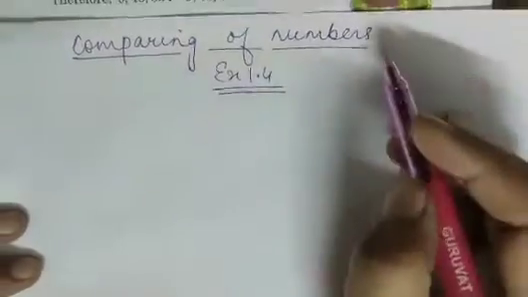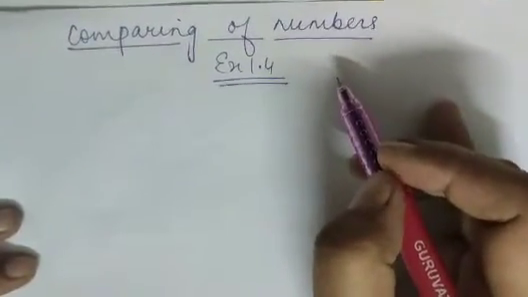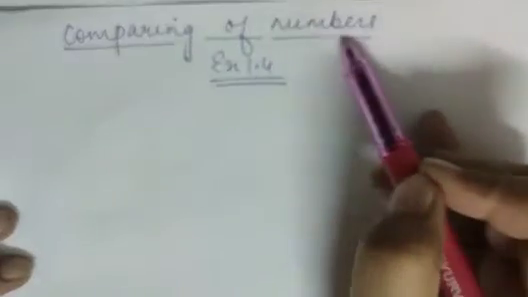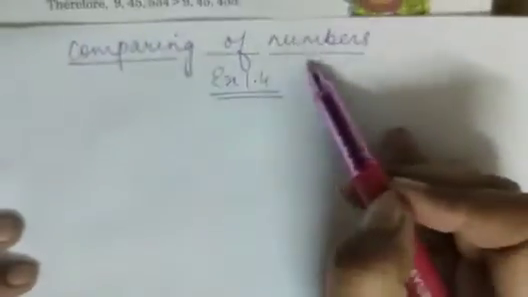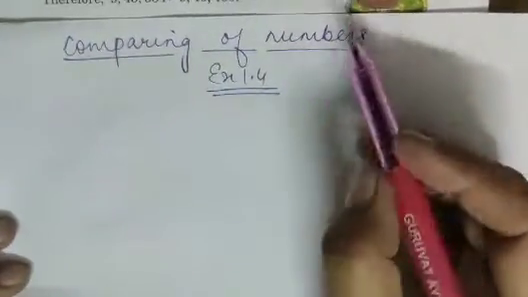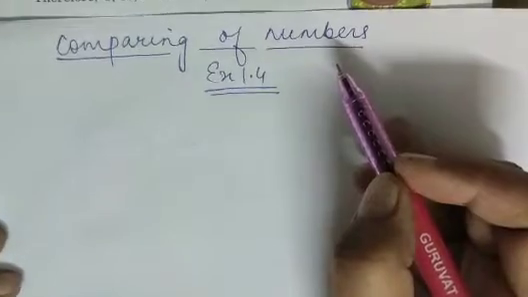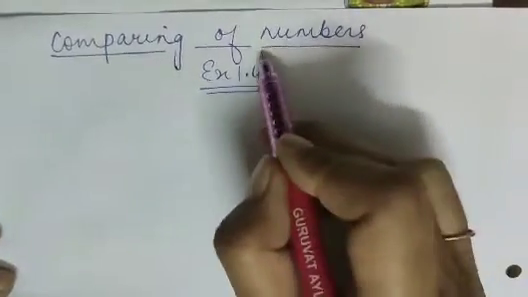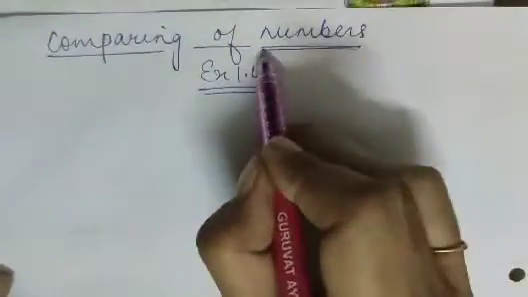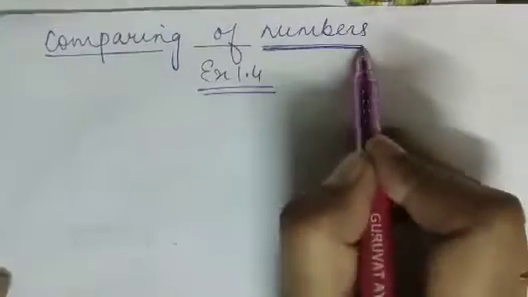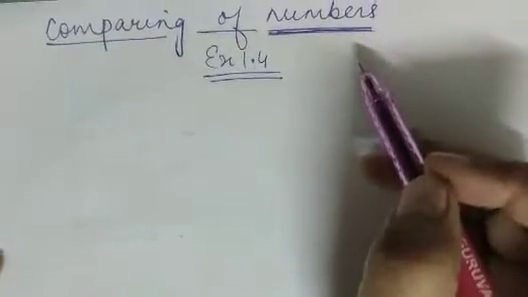Welcome back, children. So we'll start exercise 1.4, comparing of numbers. Compare means which is greater than or which is smaller than, when we compare two numbers. So I will teach you how to compare. Okay. So we'll start with the lakhs places.